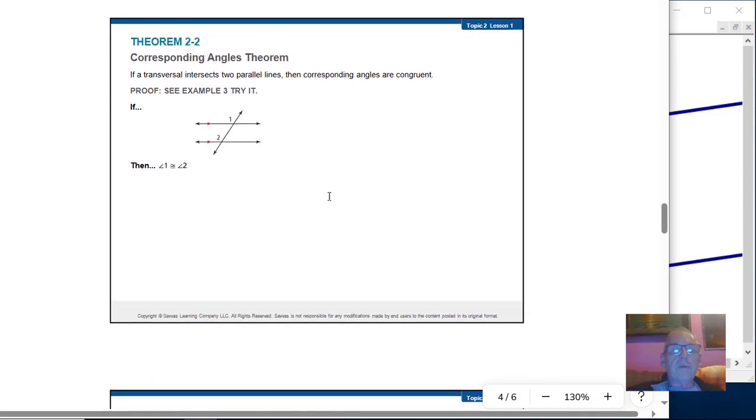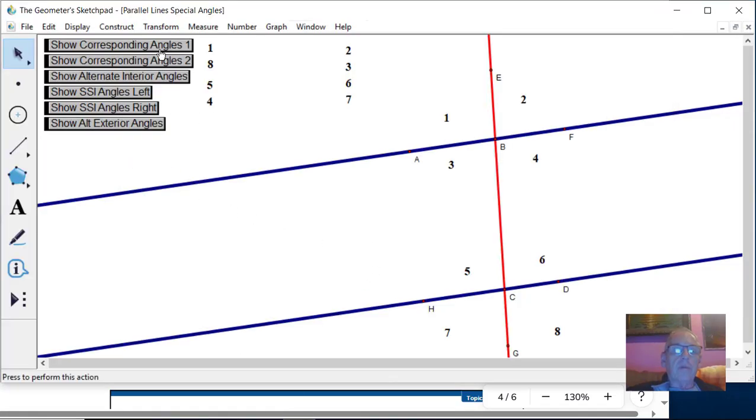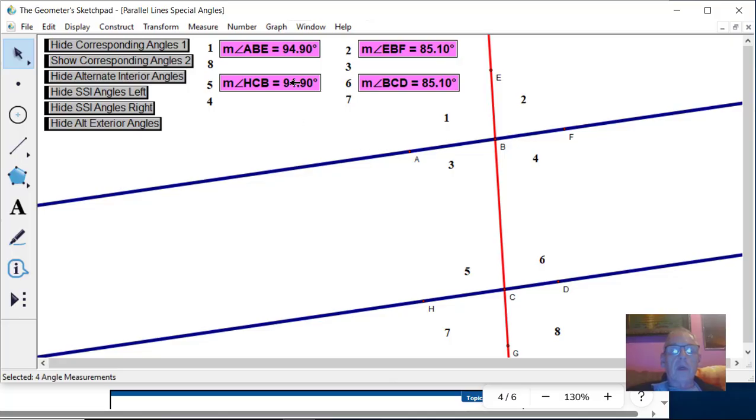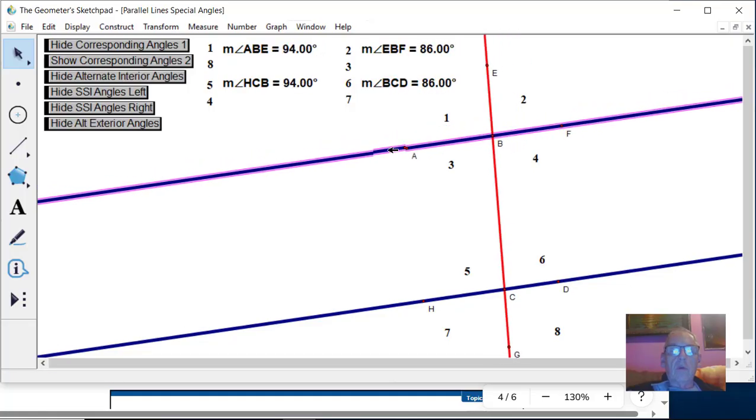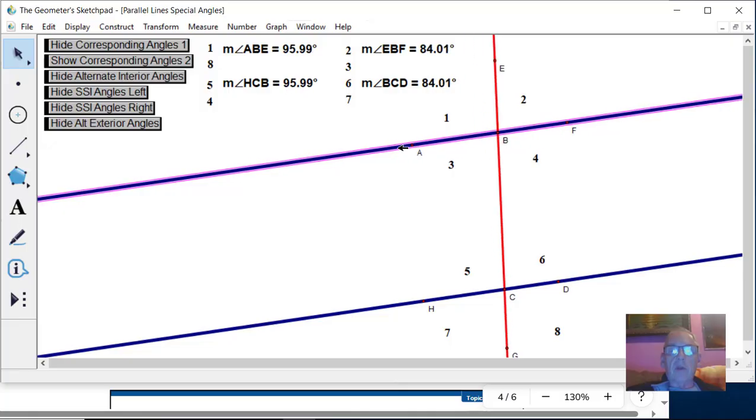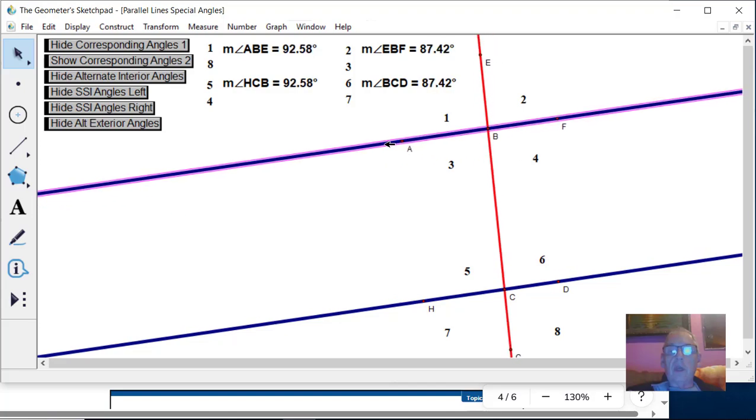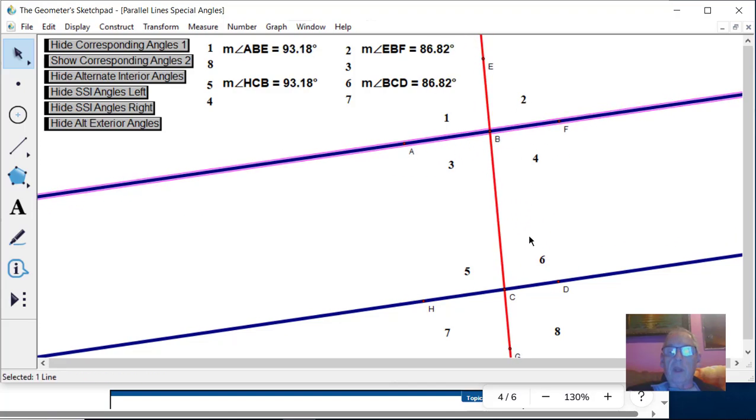Our theorem 2.2, corresponding angles theorem. If a transversal intersects two parallel lines, then corresponding angles are congruent. Okay, let's look at our corresponding angles. We're looking at 1 and 5 as being corresponding, and also 2 and 6 as being corresponding. And notice that as I move the angles around, 1 and 5 are always going to stay the same measure because they're corresponding angles, and 2 and 6 keep the same measure because they're also corresponding angles.